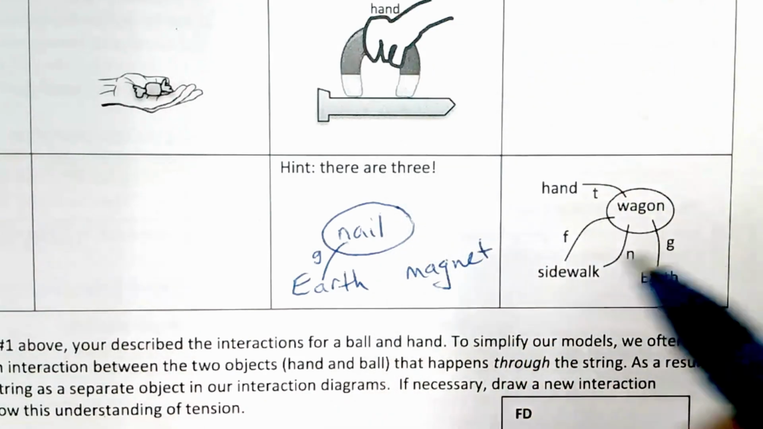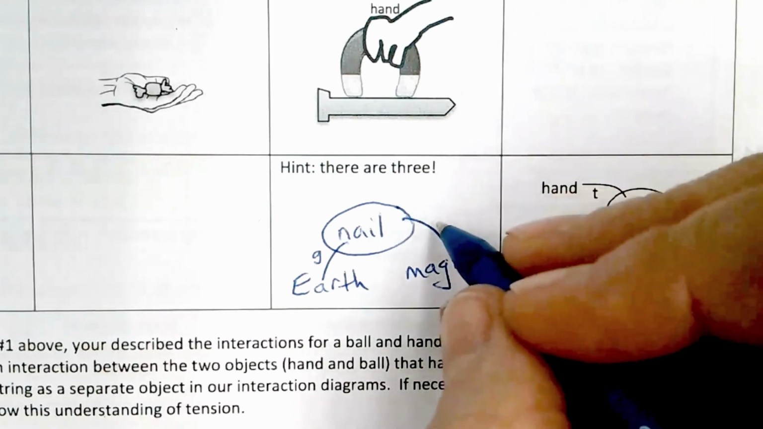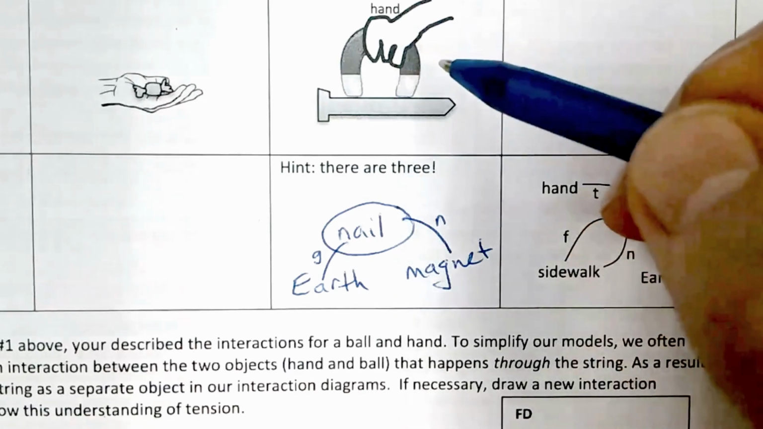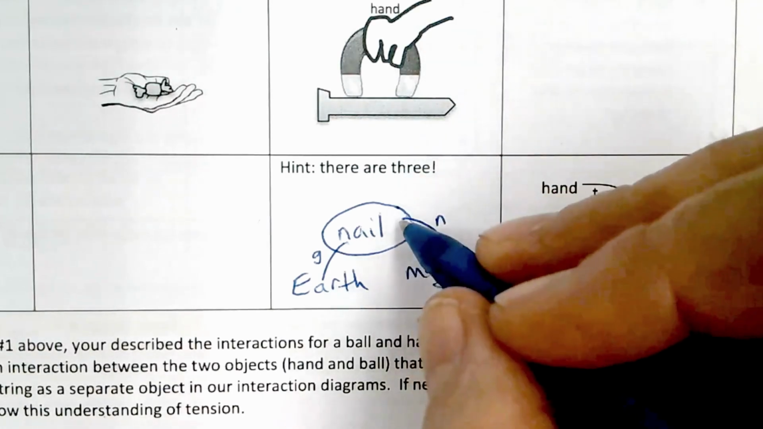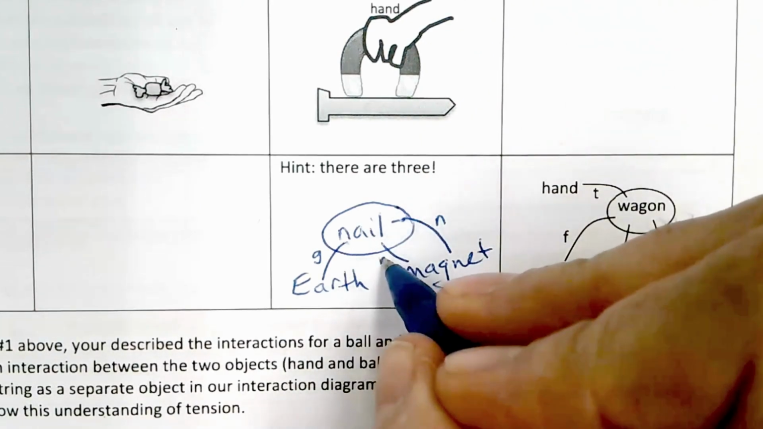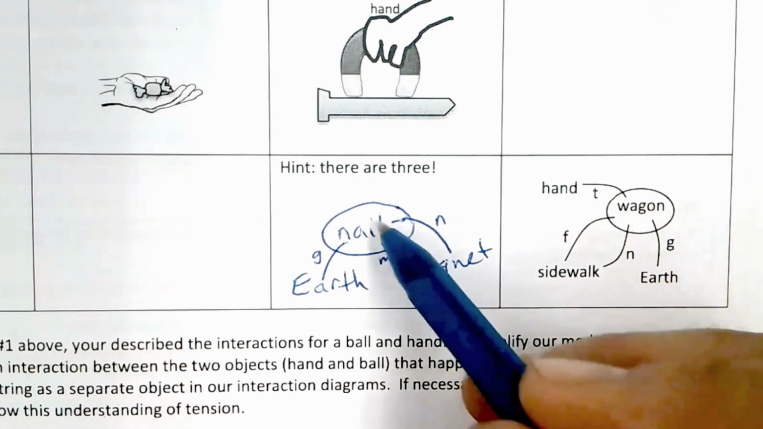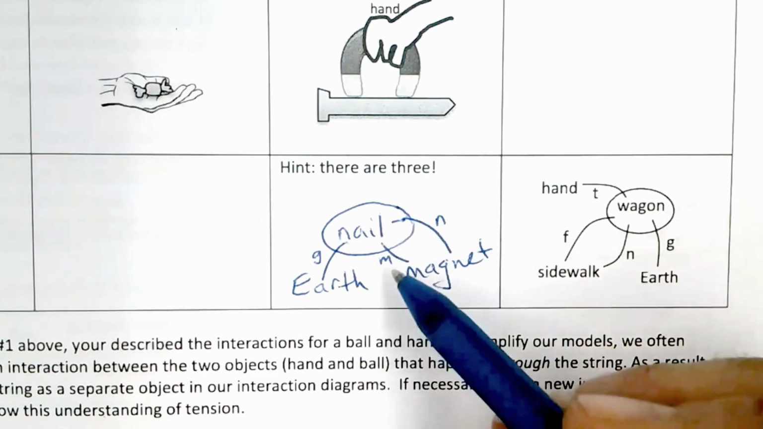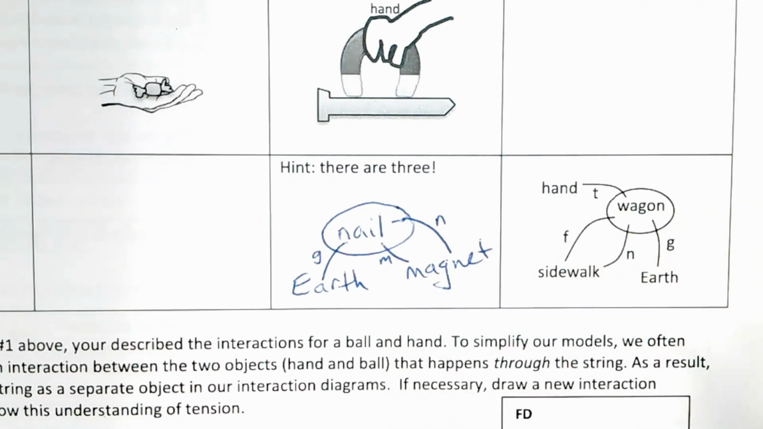Now, the magnet is in contact with the nail, and so this is going to be a normal interaction. At the same time, the magnet is part of a non-contact interaction with the nail due to the magnetic effects. And so we'll label that as M. So we have two interactions between these particular objects. We show a separate interaction line for each because these are two different kinds of interactions.